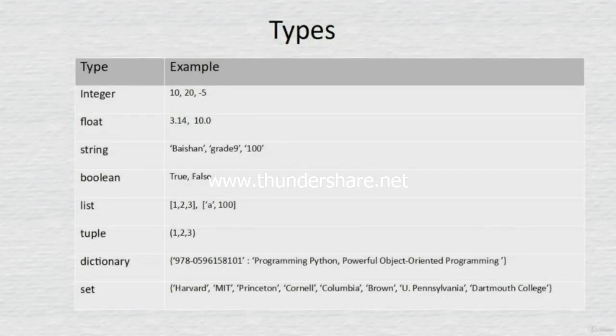We're going to talk about types in Python. There are two basic numerical types in Python, integer and float. The integer is a number without any decimal points, while float, or floating number, has decimal points. They both can be positive or negative.